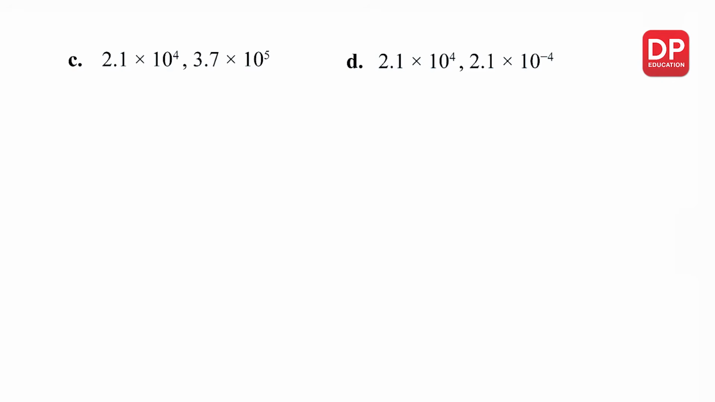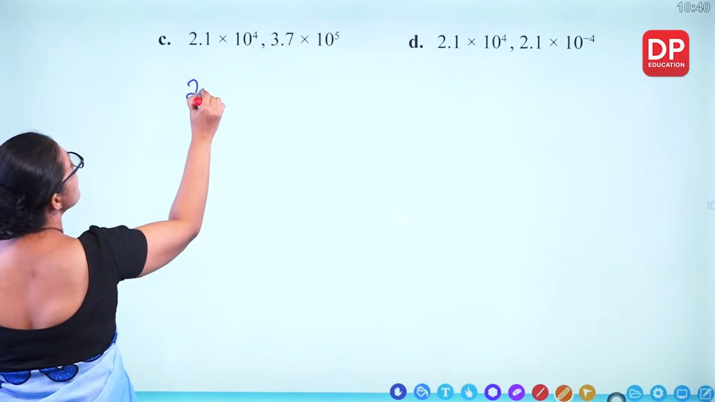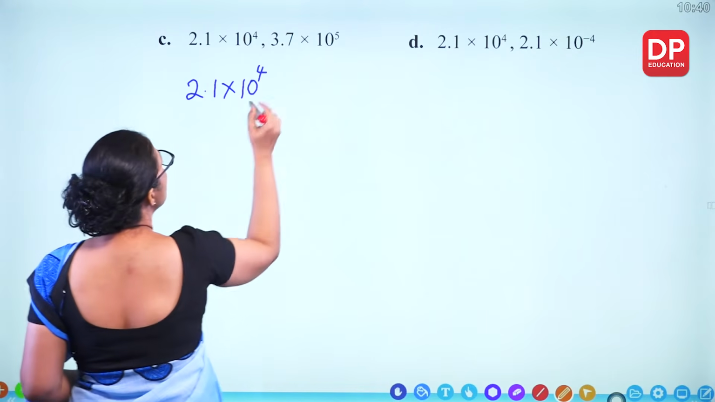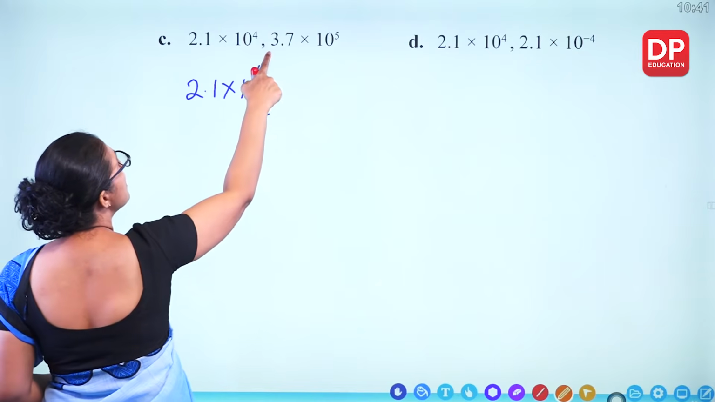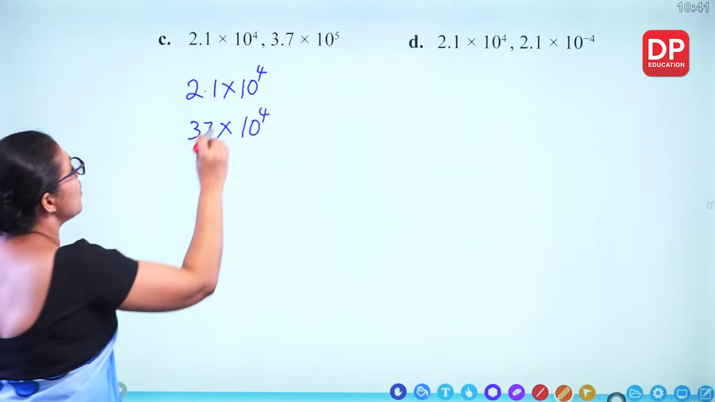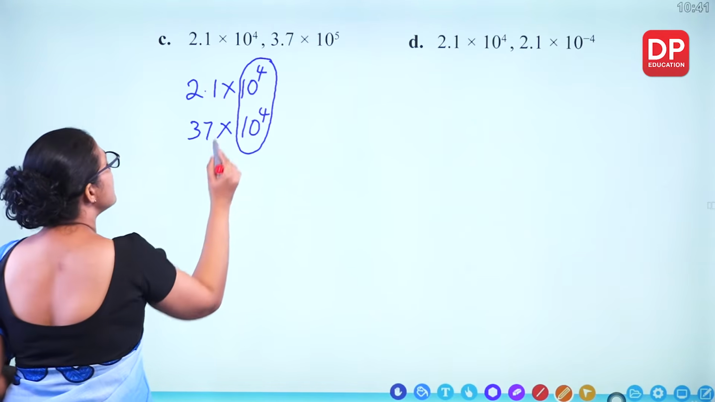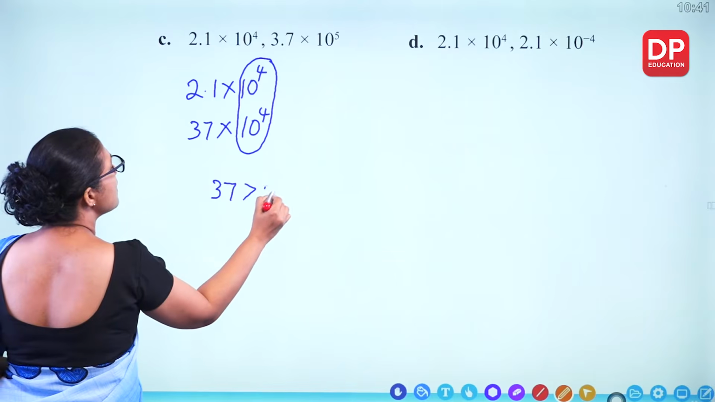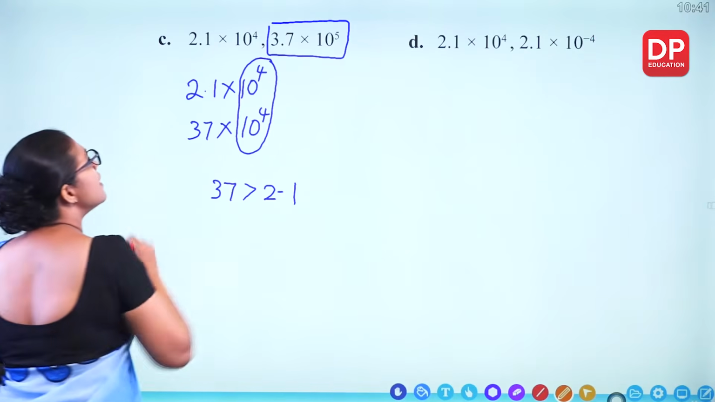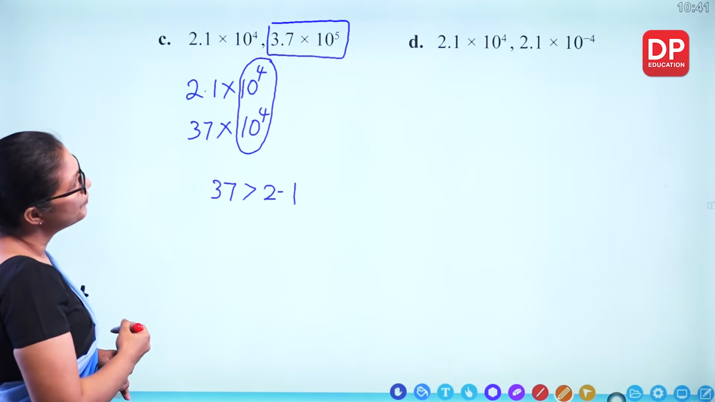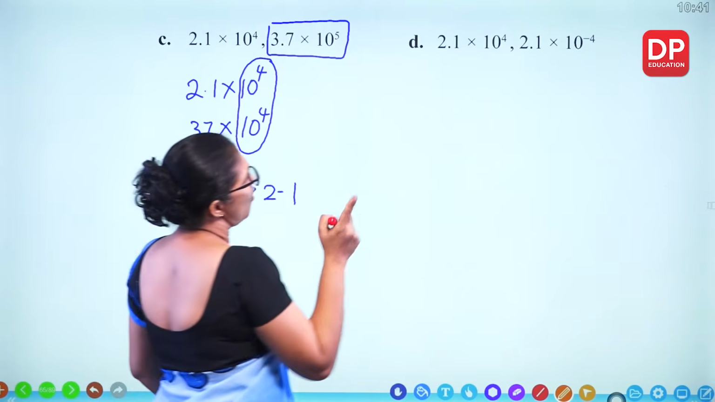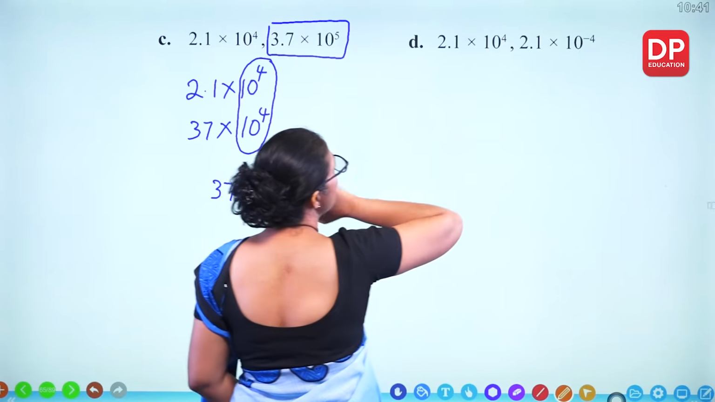These two will make it 10 to the power 4. 2.1, 10 to the power 4 is there. How do you make this one 10 to the power 4? I can multiply this by 10. So 37 into 10 to the power 4. Now same power is there. You can compare these two. So 37 is bigger than 2.1. So that means this number is the larger value. Now one is positive, one is negative. So obviously we can say this is the larger number.